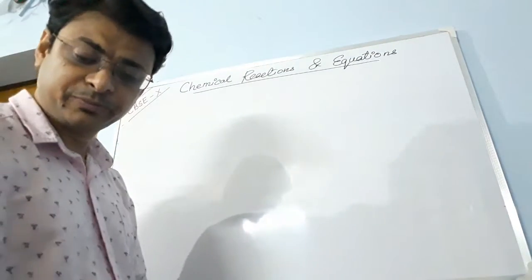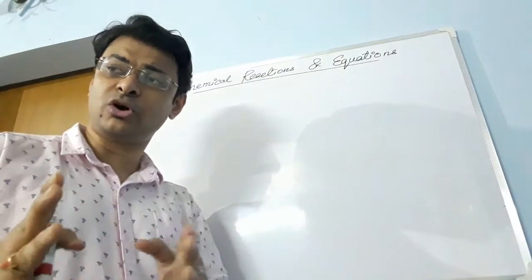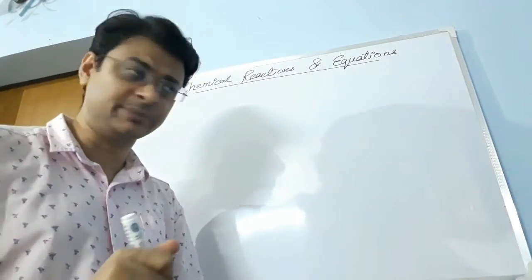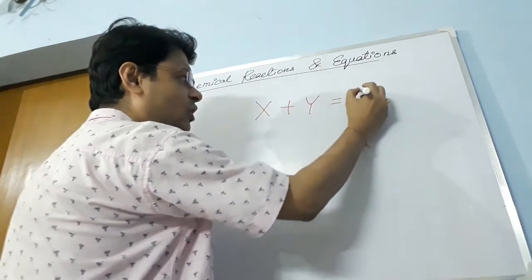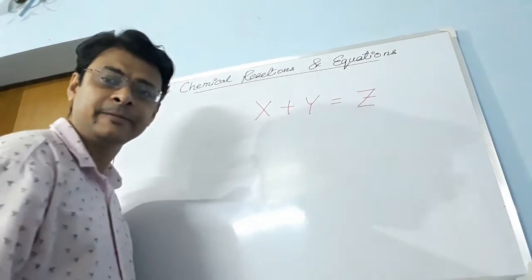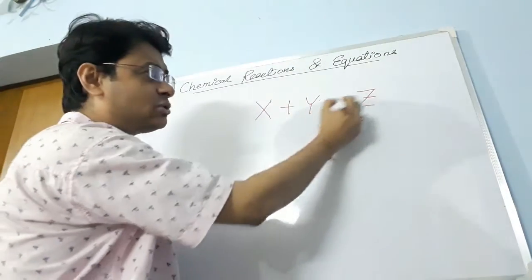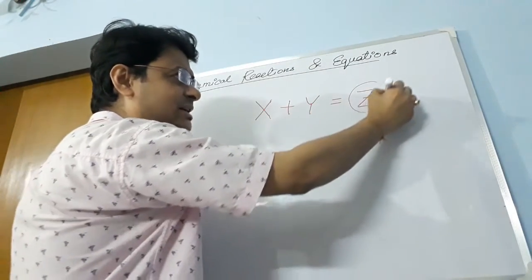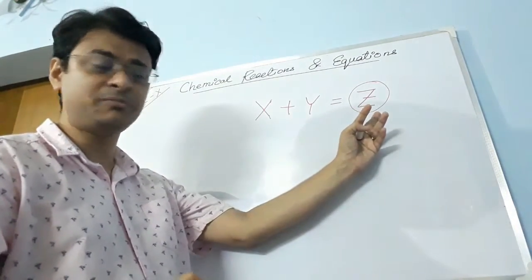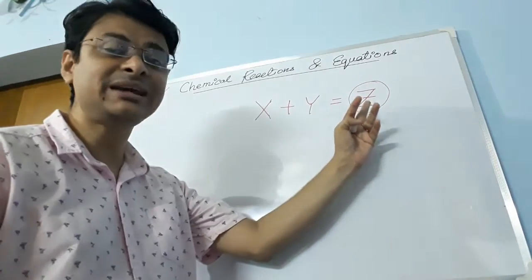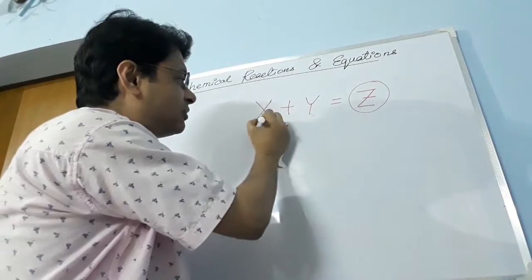Suppose two substances react with each other to form a third substance. Suppose X reacts with Y to form a substance Z. Now, when X and Y react to form a compound Z, this Z is such a compound that it is entirely different both physically and chemically from X and Y.